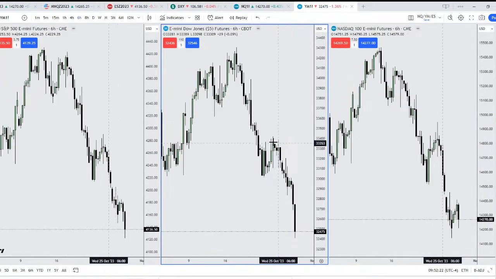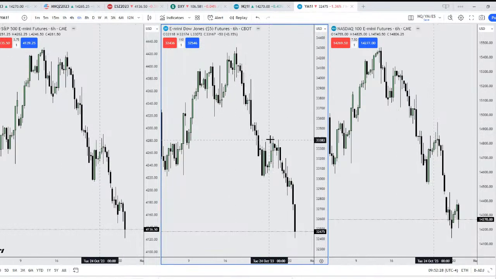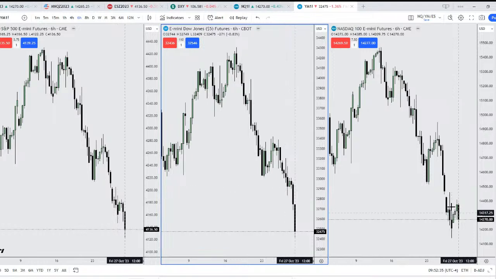Any SMTs on the lows as well? So this is the high. Yes, there's SMTs on the lows right now. ES and Dow Jones are making lower lows as compared to NQ. NQ is refusing to take out this low here.